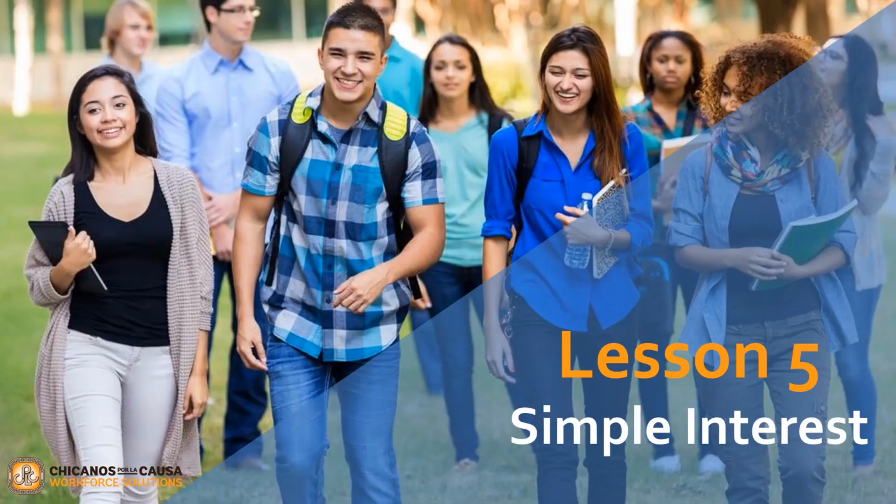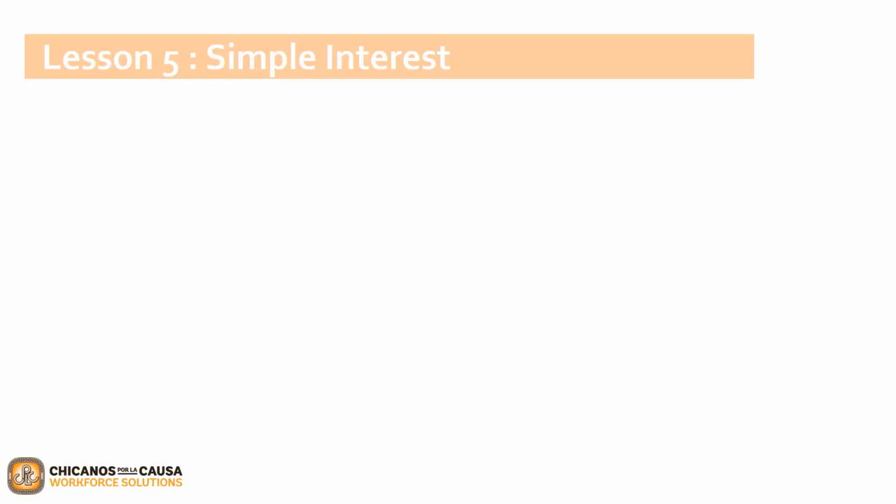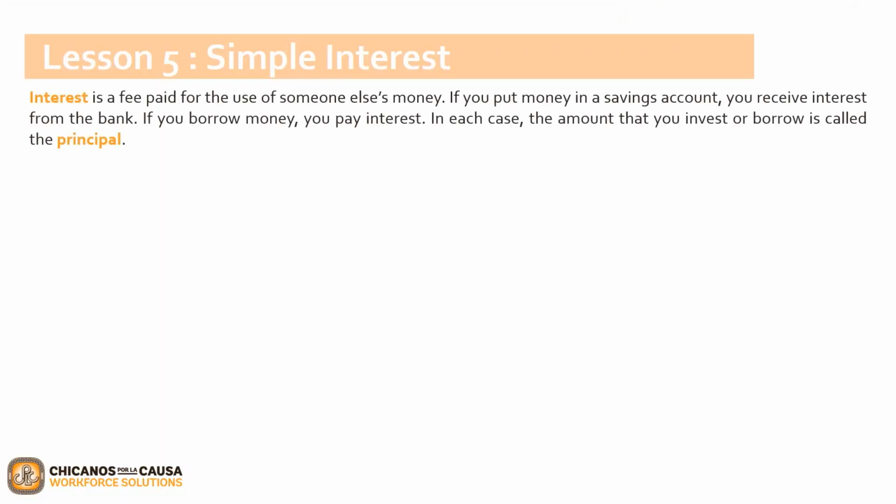Now let's go ahead and cruise on to Lesson 5, Simple Interest. Interest is the fee paid for the use of someone else's money. If you put money in a savings account, you receive interest from the bank. If you borrow money, you pay interest. In each case, the amount that you invest or borrow is called the principal.